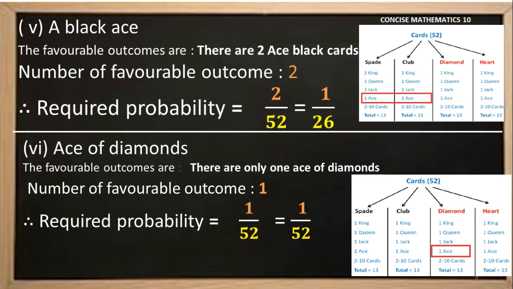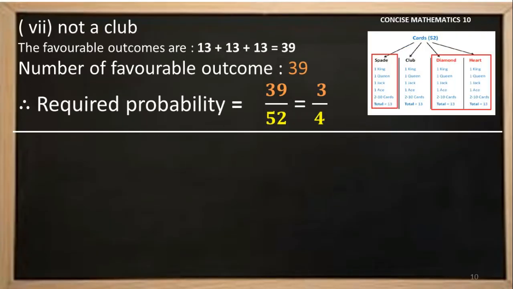And the next sub question is not a club. So not a club means other than club, remaining how many categories are there? 3 categories. So 13 spade, 13 diamond, 13 heart. Its sum is equal to 39. Probability is 39 by 52. Its value is equal to 3 by 4.